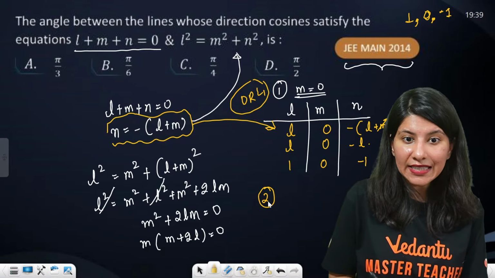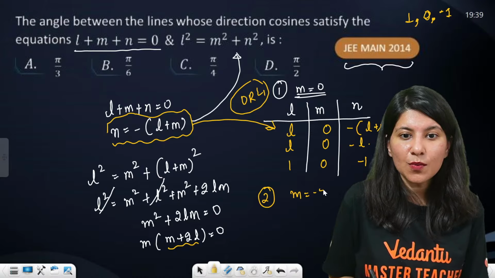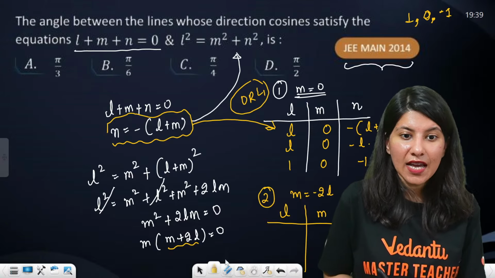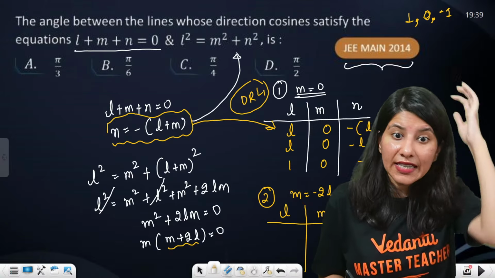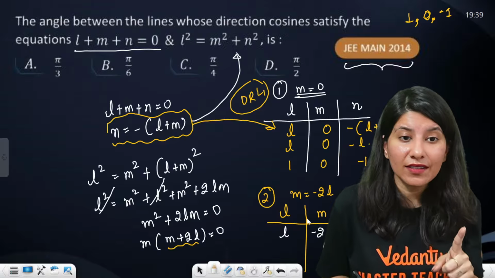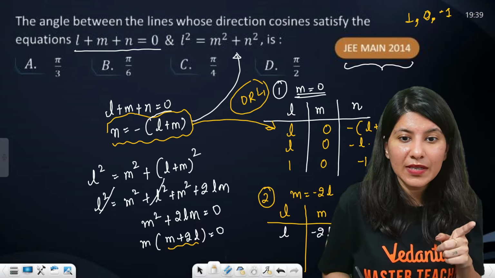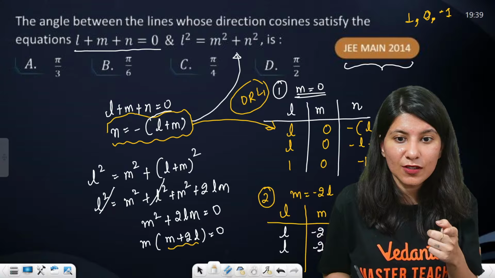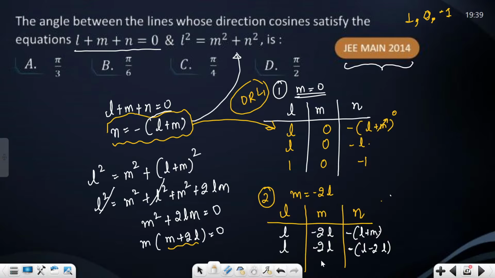Second condition: can you see m equals minus 2l? Now this is l, this is m, this is n. I will write l, m, n in terms of l this time. So l is l, m is minus 2l. What about n? n from here is minus of l plus m, so l minus 2l. So this is l, minus 2l and l. So 1, comma minus 2, comma 1. Now the second line is 1, comma minus 2, comma 1.